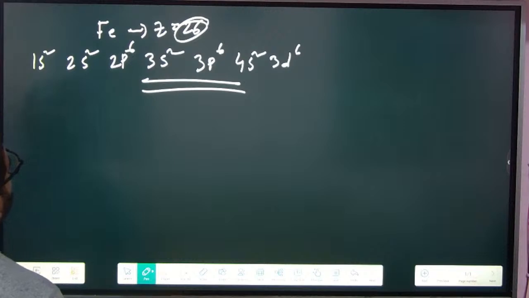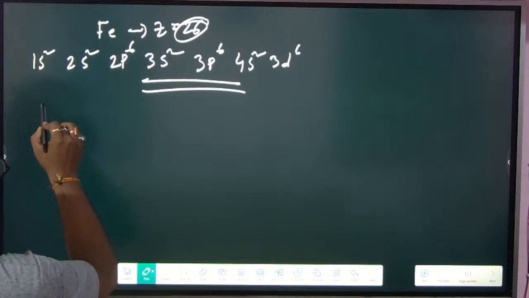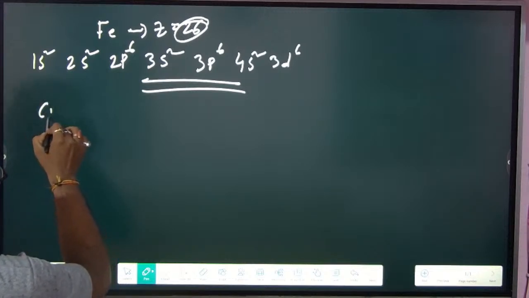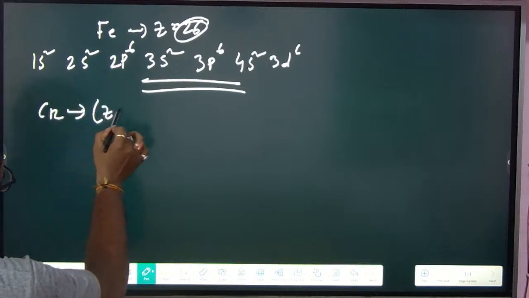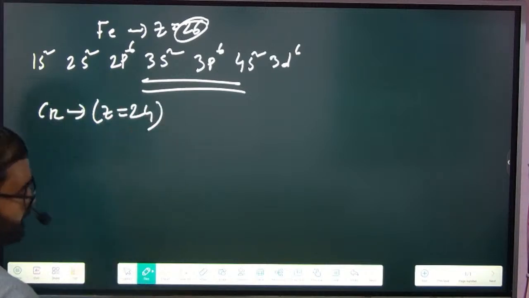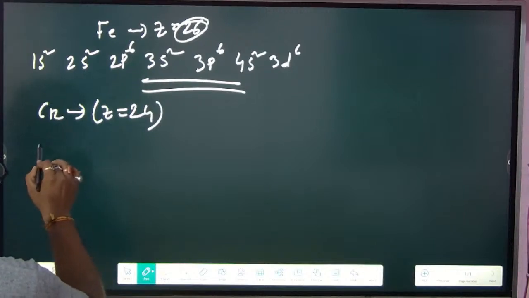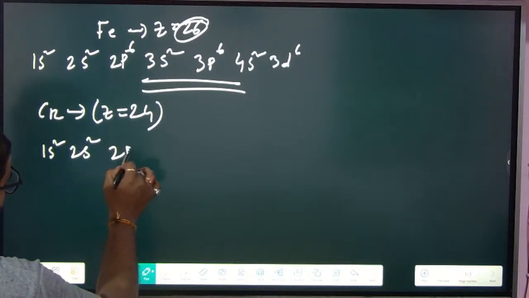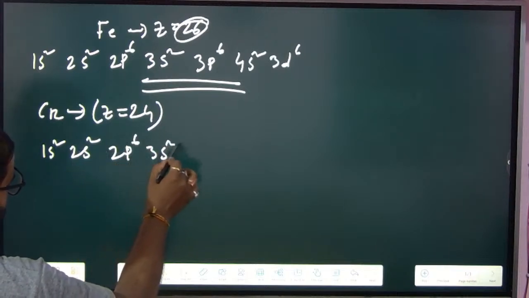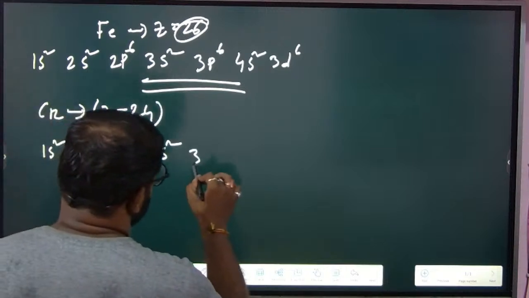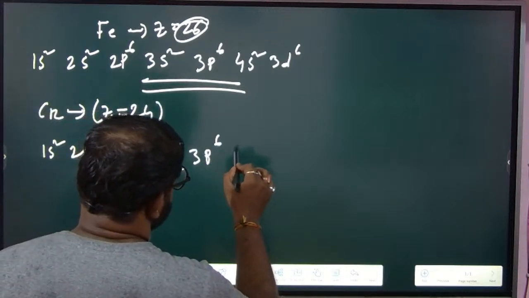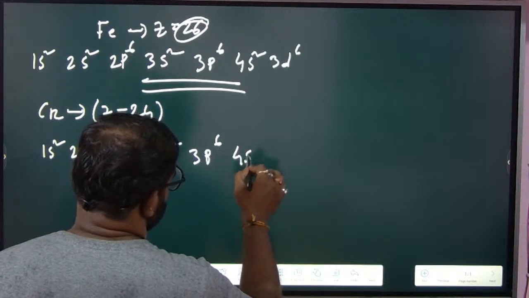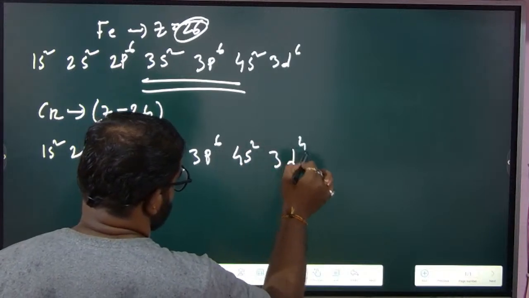So now we will see some exceptions. Likewise, the configuration of chromium. This atom is at number 24 position. For this: 1s2, 2s2, 2p6, 3s2, 3p6, then what? 4s2, 3d4.